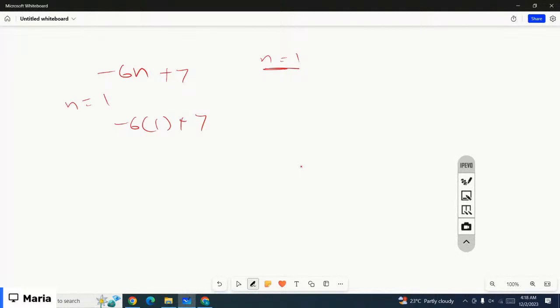So negative 6 times 1 plus 7, right? You just replace the n with 1. So negative 6 times 1 is negative 6, plus 7. So 7 minus 6 is 1. That means the first term in the sequence is 1. For the second one, let's replace n by 2. So that would be negative 6 times 2 plus 7. Negative 6 times 2 is negative 12, and negative 12 plus 7 is negative 5, right? So the second term in the sequence is negative 5.